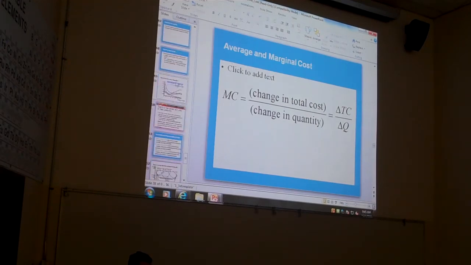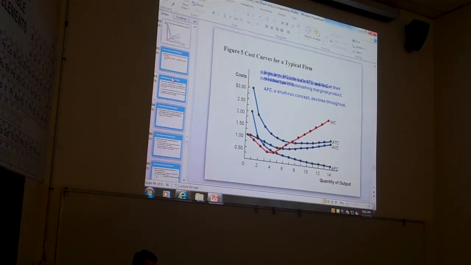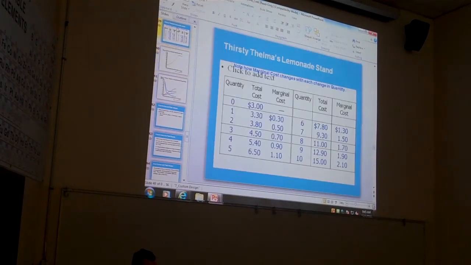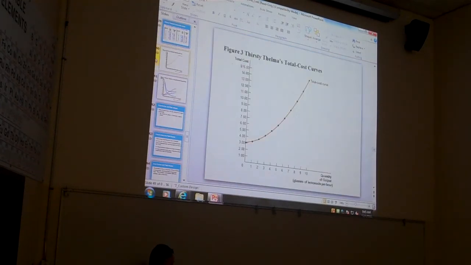Now, I don't like that graph. So the average total cost curve. Average total cost increases at an increasing rate. And what's the reason? It's based on the fixed cost, average fixed cost. Simpler than that. It's the same thing.